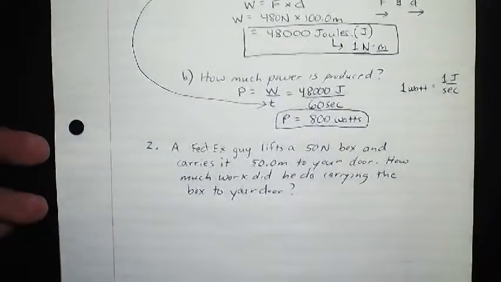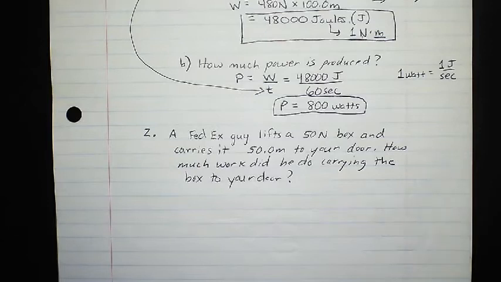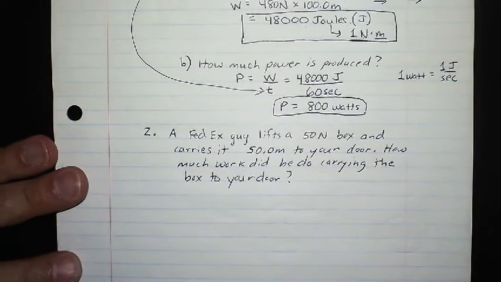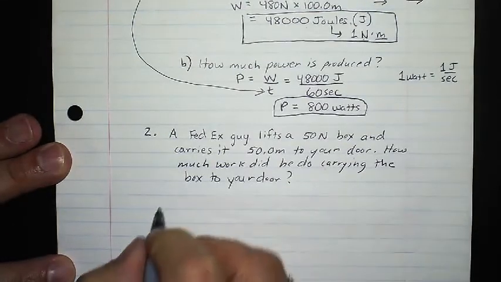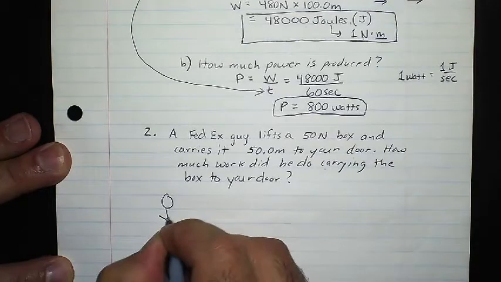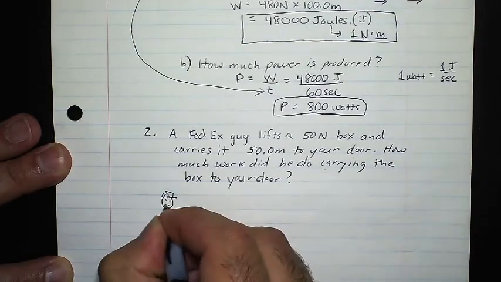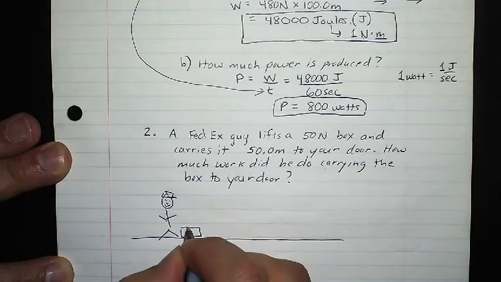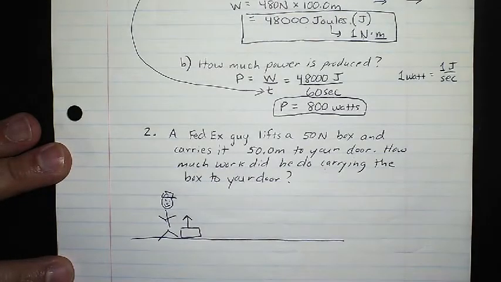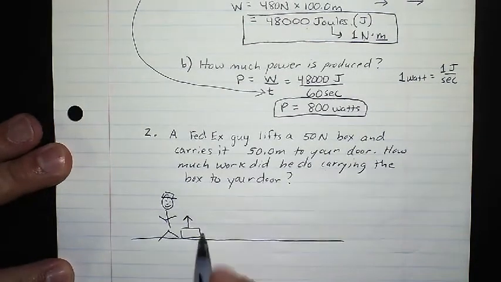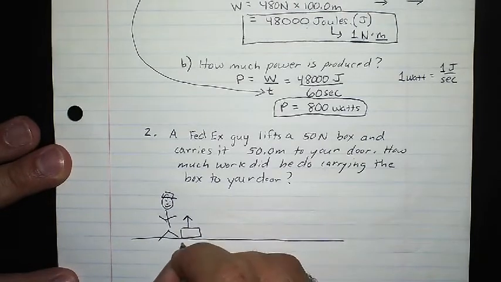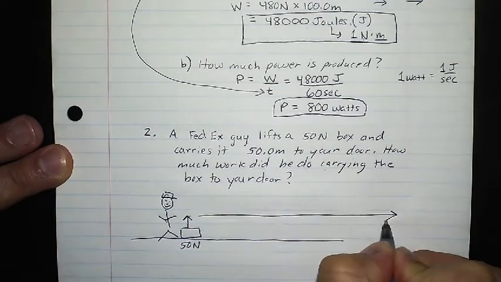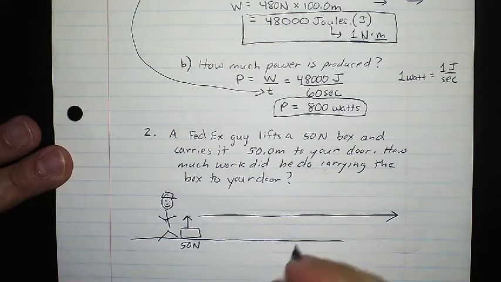Now let's look at a different example. This one says a FedEx guy lifts a 50 Newton box and carries it 50 meters to your door. How much work did he do carrying the box to your door? So that's important, because this is saying that I have this FedEx guy. I think they wear like a hat sometimes, don't they? And he first lifted this box up, which, if we knew how high he lifted it to carry it, we could calculate how much work he did here. But that 50 newtons is the weight of the box, and that is not the same in direction as him traveling 50 meters to your door.